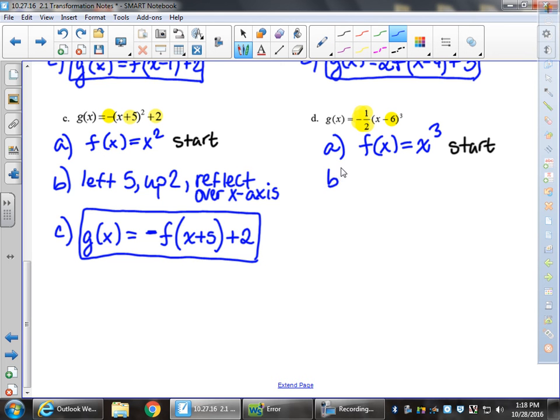In words, let's start with this x minus 6. I know that that will be a horizontal shift right 6. Now let's talk about the -1/2.